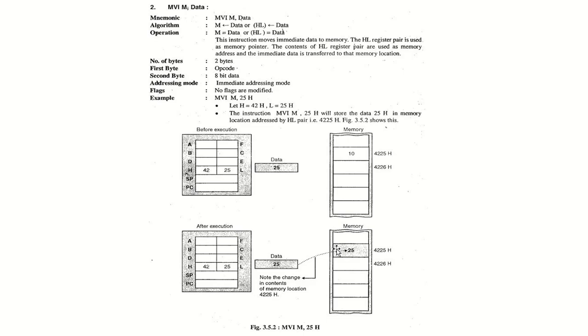Then again we have MVI M, data. So what is it doing? It is transferring the data to M, or to some memory location, right? Previously, what did we have?